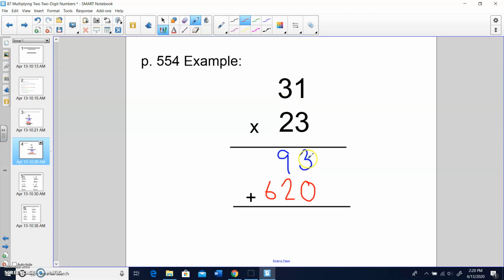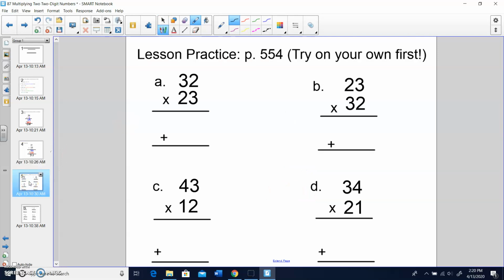So 93 and 620, and since I'm moving to the adding, I can just go ahead and add straight down. So 3 plus 0 is 3. 9 plus 2 is 11. Since I have to carry up, because I have two digits, 1 plus 6 is 7. So 31 times 23 is 713.